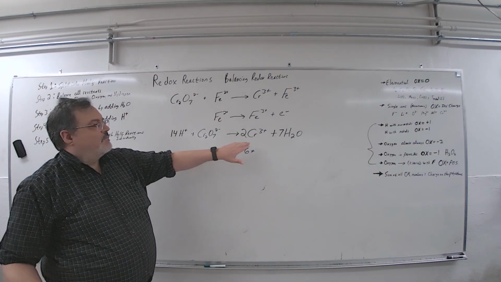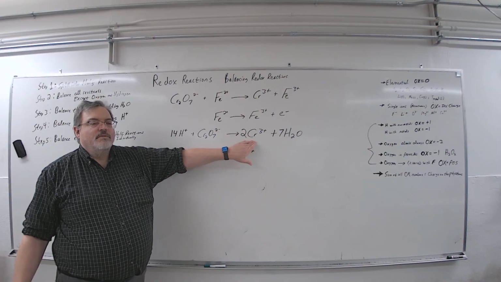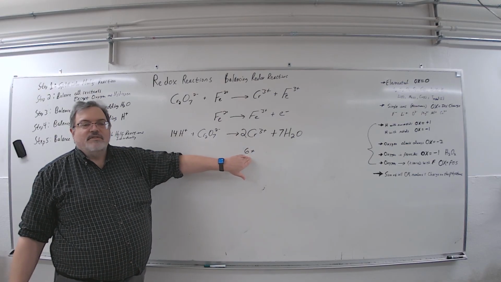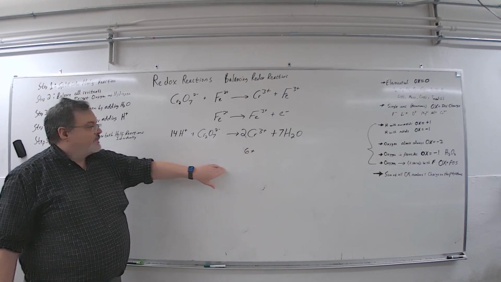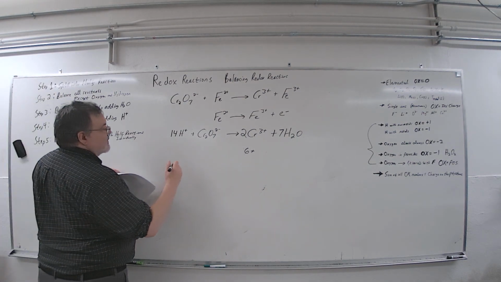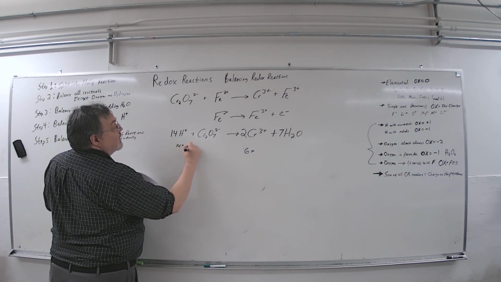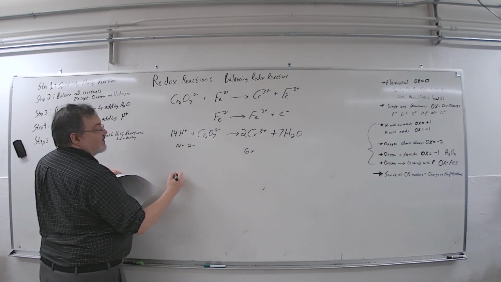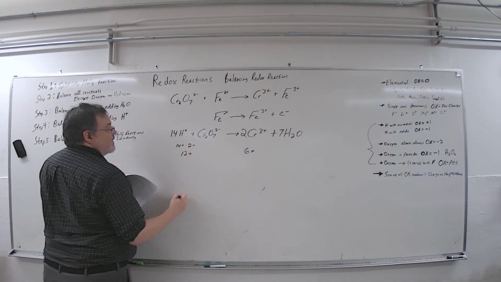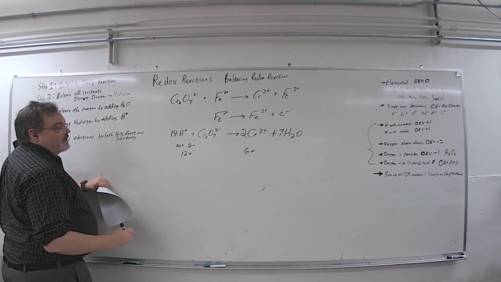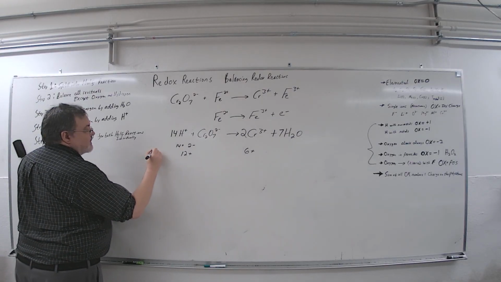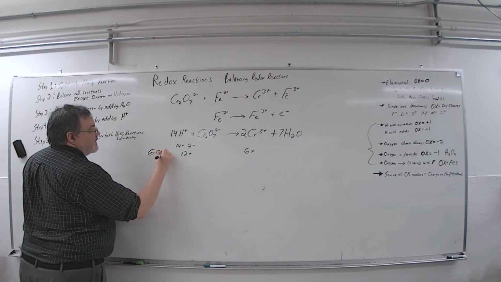You see what I'm saying? I've got 2 3 plus chromiums. So I've got a total of 6 plus on this side. On this side, I have a total of 14 plus and 2 minus. So 14, 13, 12. I have 12 plus on this side. I can get that down to 6 by going 6 electrons.